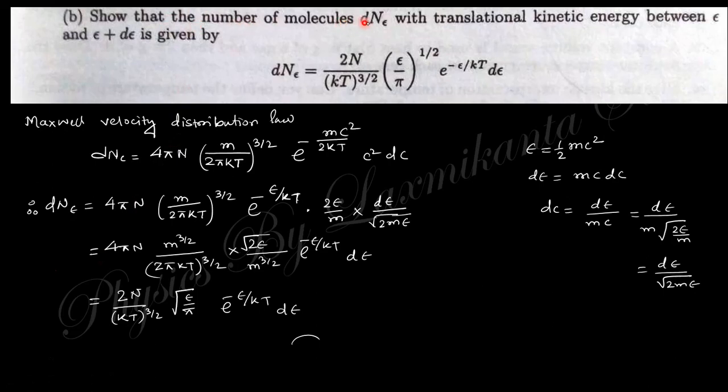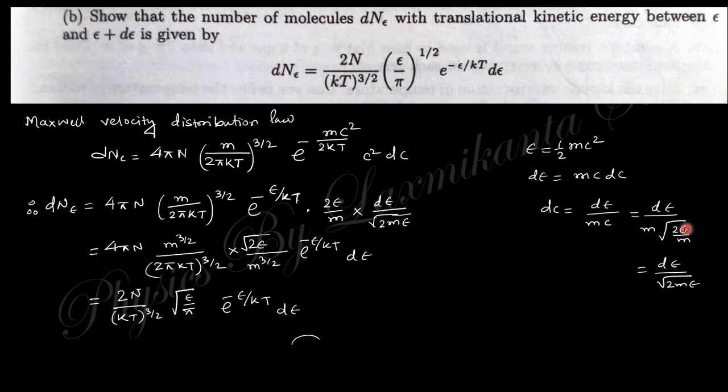So the number of molecules dn epsilon with the translational kinetic energy between epsilon and epsilon plus d epsilon is like that. From the velocity distribution law you know these things. So just substitute the velocity with the kinetic energy term. Kinetic energy equal to half m c square, taking the derivative d epsilon you will get m c dc. So dc equal to d epsilon by m c.